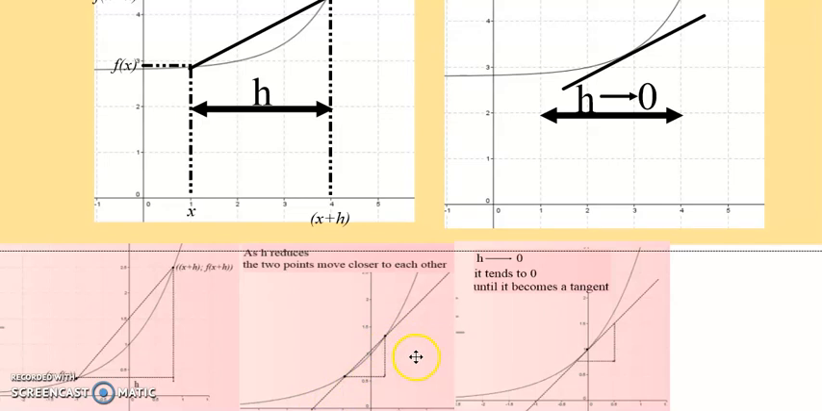But in calculus, we refer to getting that instantaneous rate of change at a given point. So here, the line has become a tangent to the curve. Hence we say the distance between the 2 points tends to 0 when there's no distance between the points. It gives me a tangent to the curve.